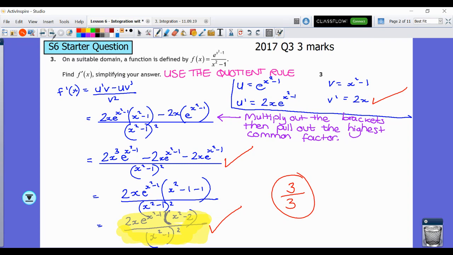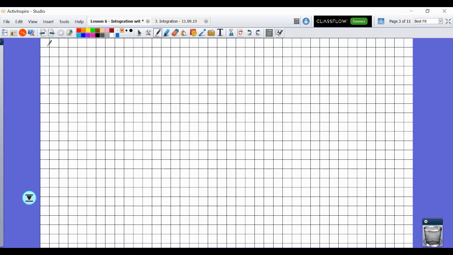Okay, now we're going to go on to the main lesson. So as I said at the start, this is called integration with substitution with trig. So let's take that as our heading in our notes. Integration, substitution, with trig.